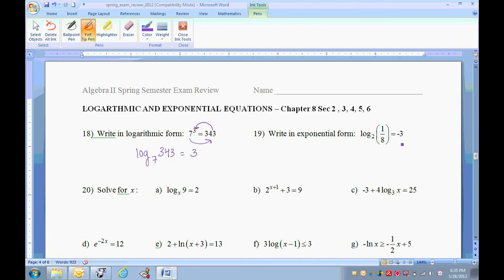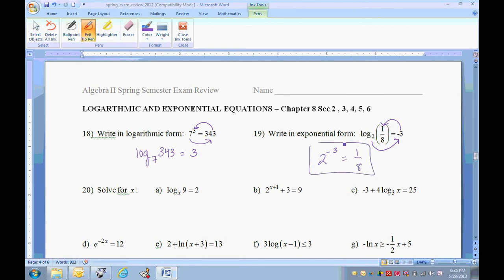Okay, now they're wanting us to write this in exponential form. So we start with our base, and the base here is 2. We pick up the negative 3, and then go back to the number. So it's 2 raised to the negative 3 equals 1 over 8.